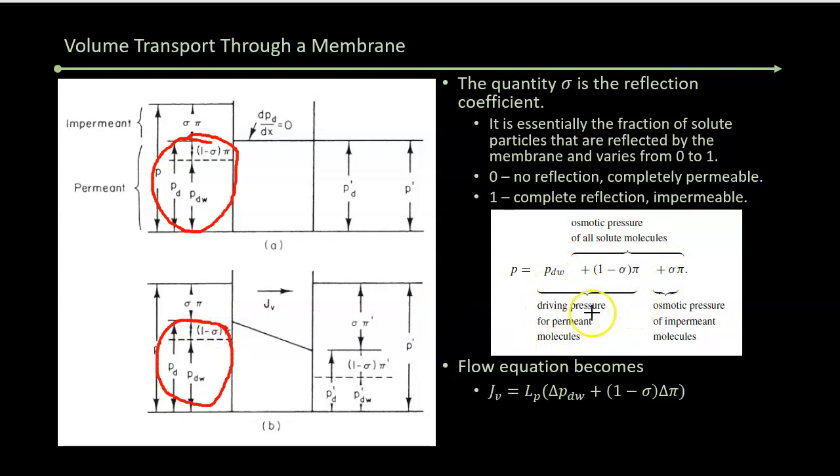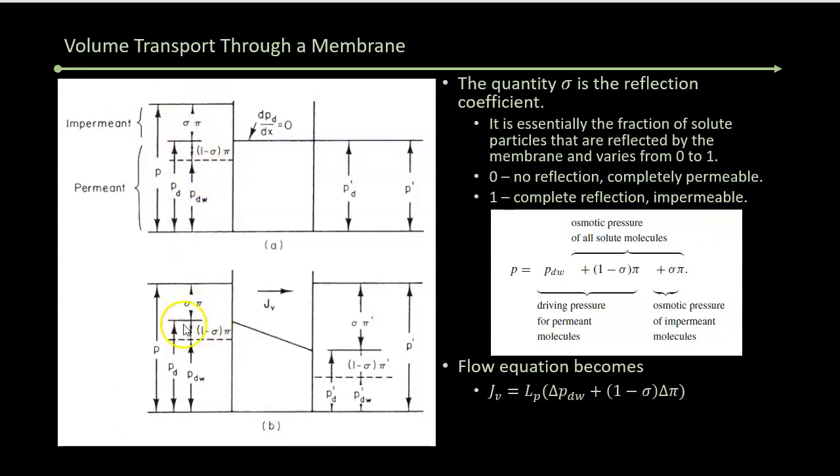So over here, the driving pressure for permeant molecules, things that can go through, is 1 minus sigma pi. Pi is the driving pressure. Sigma pi, yes, I know. Sigma pi is the osmotic pressure of impermeant molecules, right? This is called the reflection coefficient. This is the fraction of solute that gets reflected back at the boundary. And so it goes from 0 to 1, and basically it's the fraction of the solute that will make it through, right?